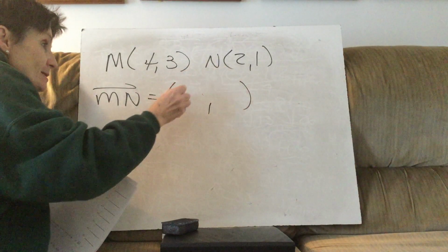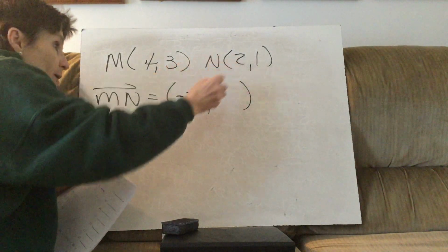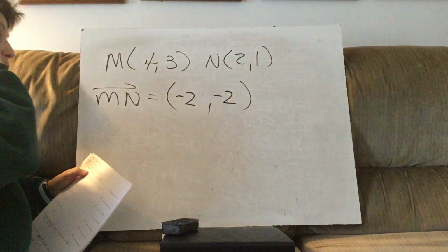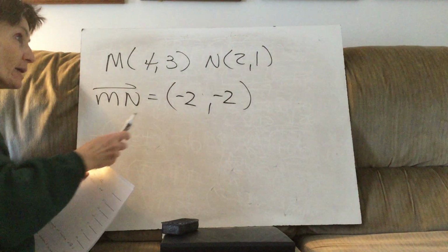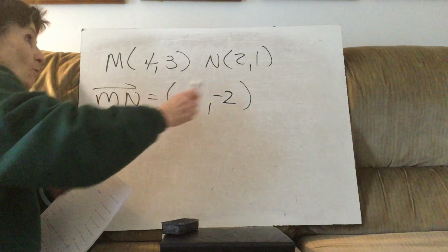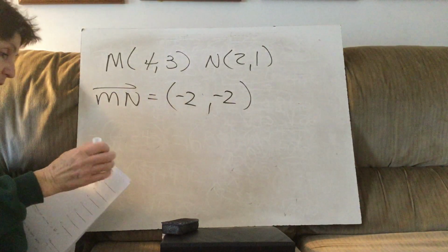4 to 2 is -2. 3 to 1 is another -2. So the coordinates of that vector are (-2, -2). 2 minus 4, 1 minus 3.